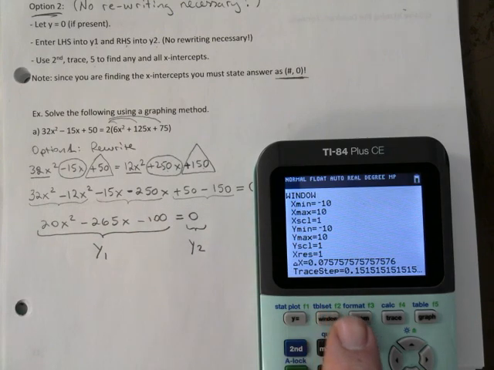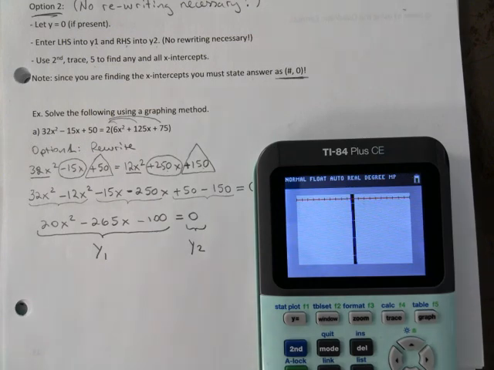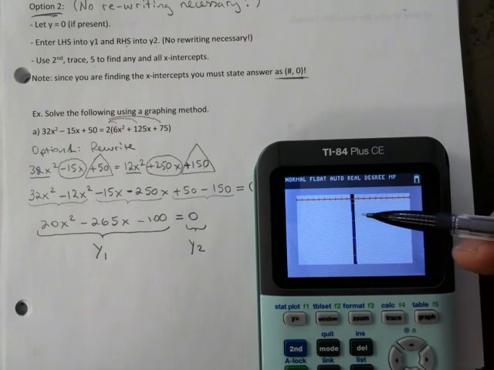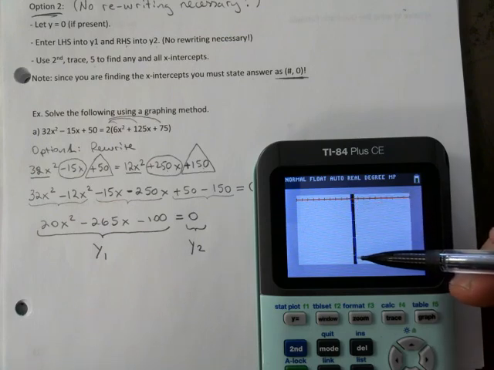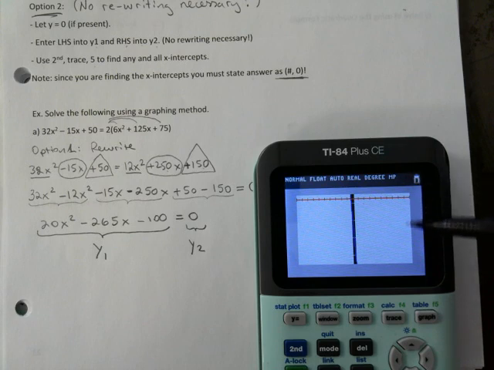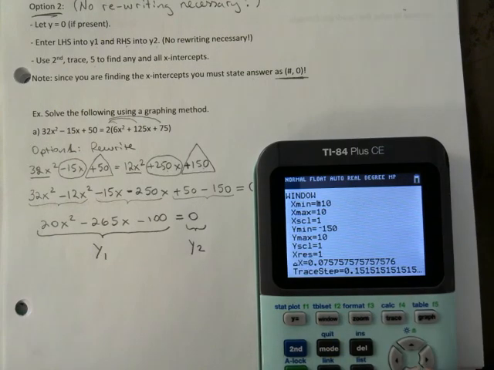So I'm going to go window, y-min. I'm going to go negative 150. Why negative 150? Because it's pointing up, right? So the vertex is going to be a little lower than that. Where do you think the vertex is going? It's going like this, right? So it probably has this shape like this. Okay, so I'm going to go to my x max and turn that to 20. Let's try that.